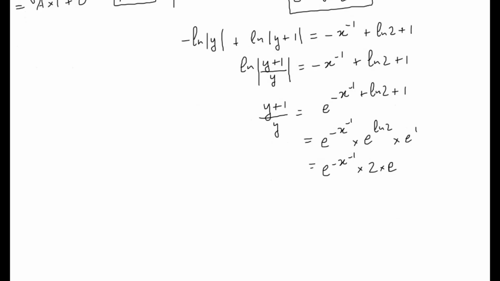Right, now we have to make y the subject. So y plus 1 is equal to y times e to the power of negative x to the power minus 1 into e into 2. So combining both the y expressions, we get y minus y e to the power of negative x to the power minus 1 into e into 2 is equal to negative 1.